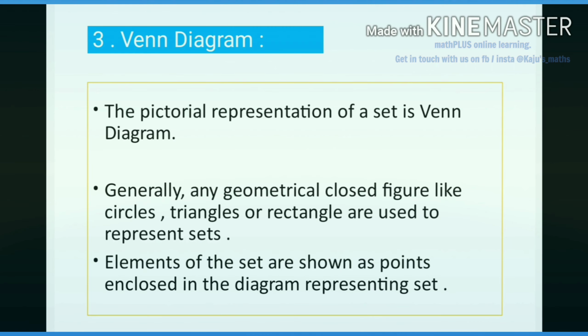And the last method is Venn diagram. We all know what is Venn diagram. The pictorial representation of a set is Venn diagram. Okay, and what is pictorial representation? Any geometrical closed figure. Okay, when we use any geometrical closed figure to represent a set, like circles, triangles or rectangle, then we say that it is Venn diagram. And elements of the set are shown as points enclosed in the diagram representing set.